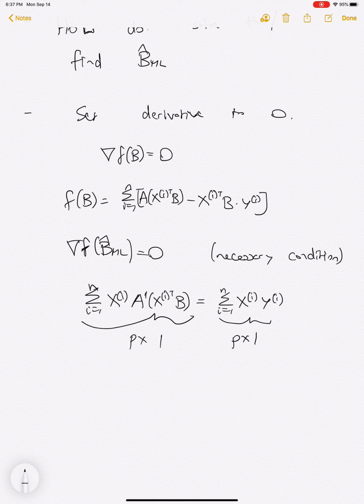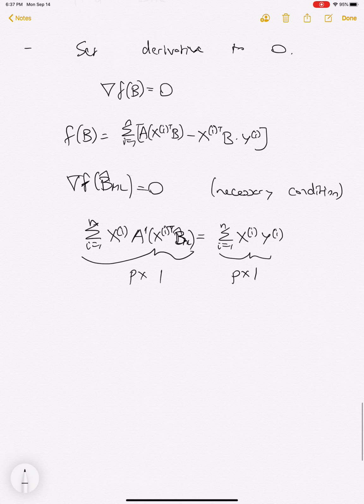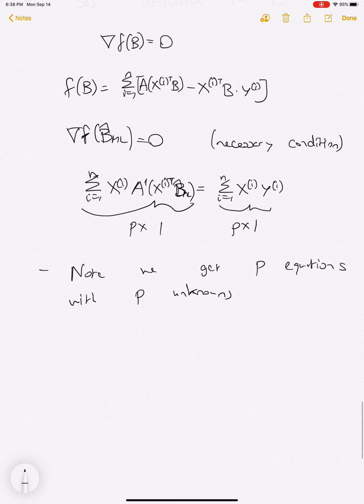So I should say that this is at the solution point. Okay, so we have p equations with p unknowns. So let's look at these in some specific examples here.